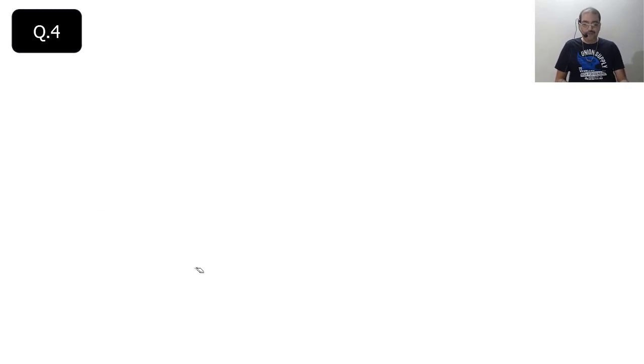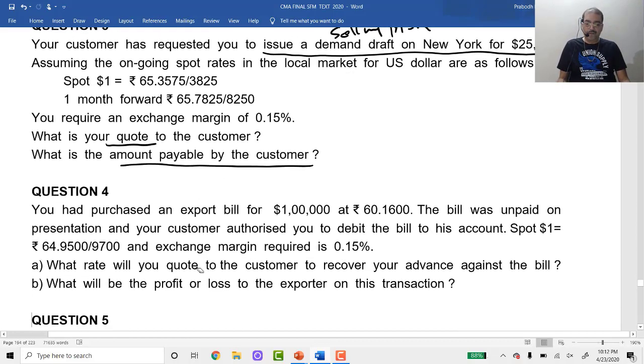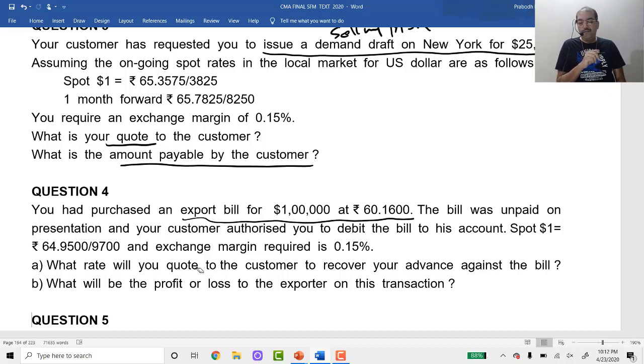Question 4. Now onwards, you have to be a little bit careful. Now you are just calculating the rates, amount payable, amount receivable, all these things. Now see, you had purchased, you means bank. You have purchased an export bill for $1 lakh at 60.1600. The customer was an exporter. He had a $1 lakh bill. He sold the bill to you. He sold $1 lakh to you.